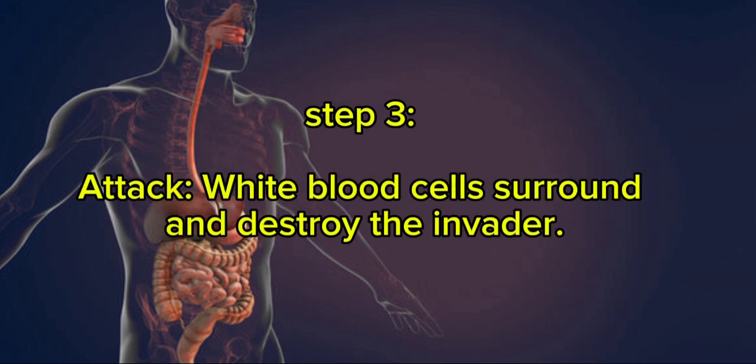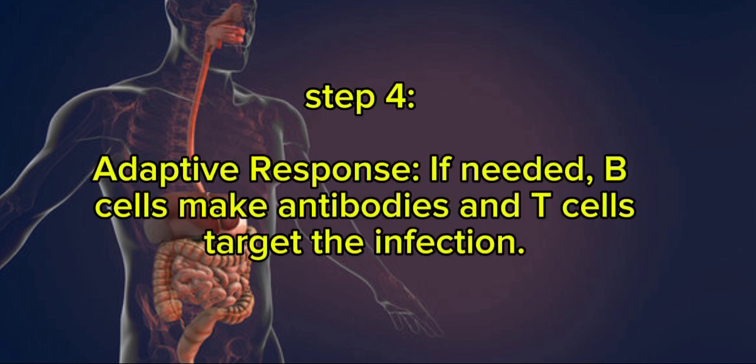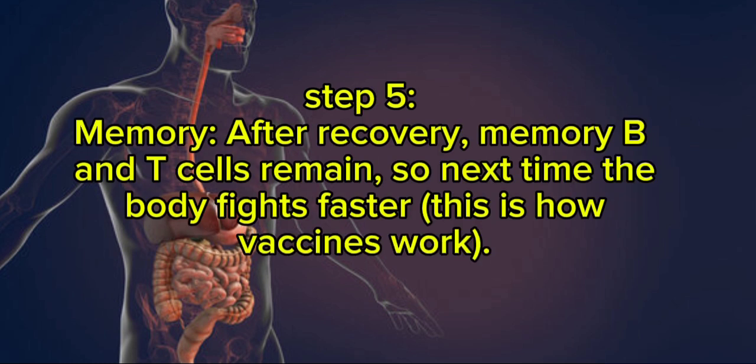Step 3. Attack. White blood cells surround and destroy the invader. Step 4. Adaptive response. If needed, B cells make antibodies and T cells target the infection. Step 5. Memory. After recovery, memory B and T cells remain, so next time the body fights faster. This is how vaccines work.